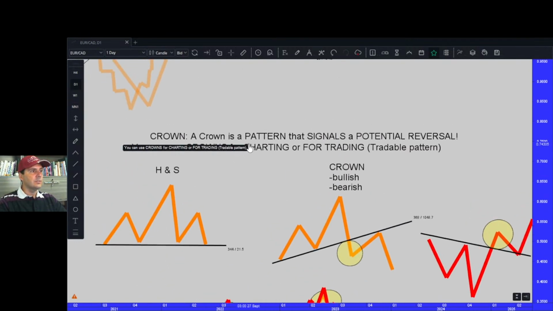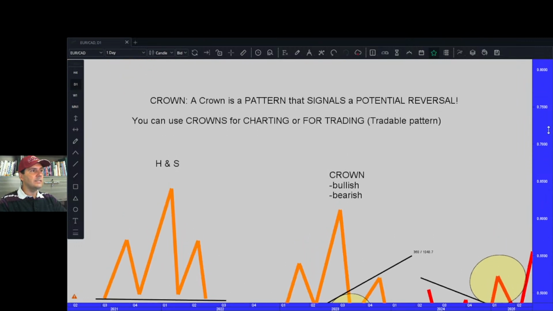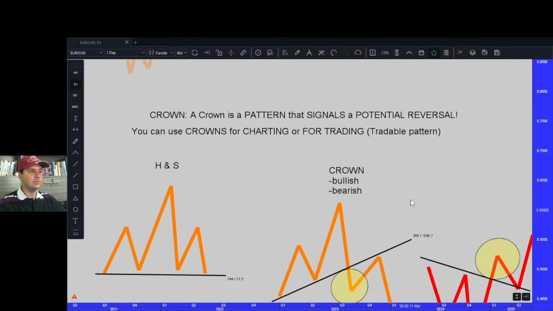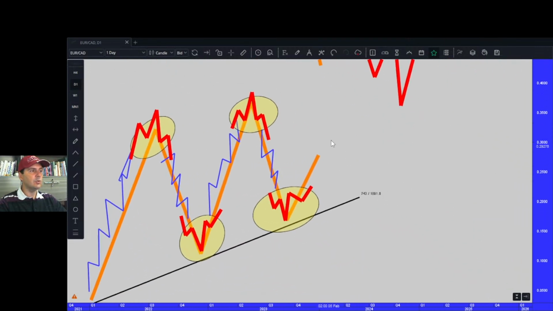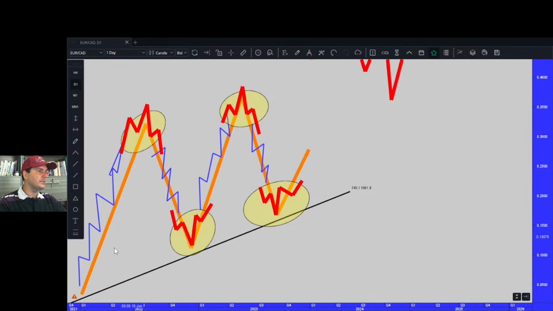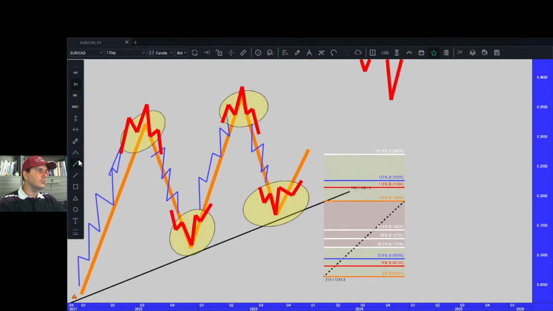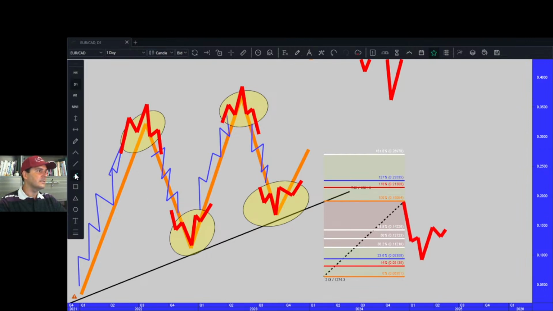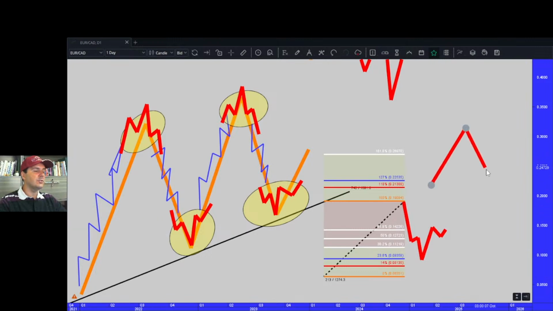So a crown is a signal pattern of a potential reversal, alright? So where do crowns appear? Crowns appear in the market wave. A crown is going to appear in the Fibonacci that you are trading. A crown is going to appear in what we've just drawn on the market wave, and the crown is going to also appear in the shortened trend.